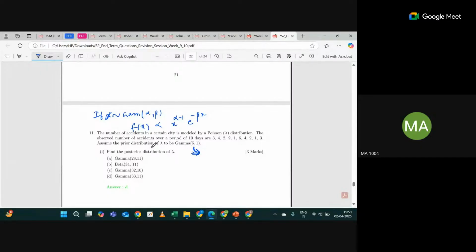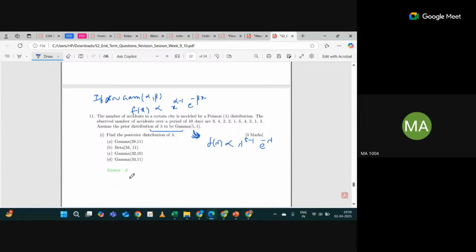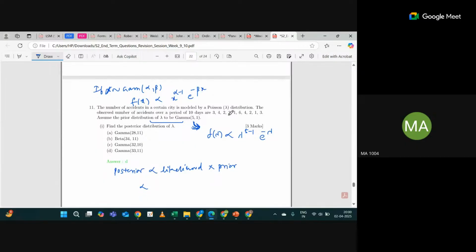Okay. So if the prior distribution of lambda is gamma 5 comma 1, then f of lambda will be proportional to lambda raised to the power 5 minus 1 times e raised to the power minus lambda, right? Yes or no? Yes. And what will the posterior be? So the posterior is proportional to likelihood times prior. What will the likelihood be? For 10 days you have collected samples, right? So it will be e raised to the power minus 10 lambda directly.